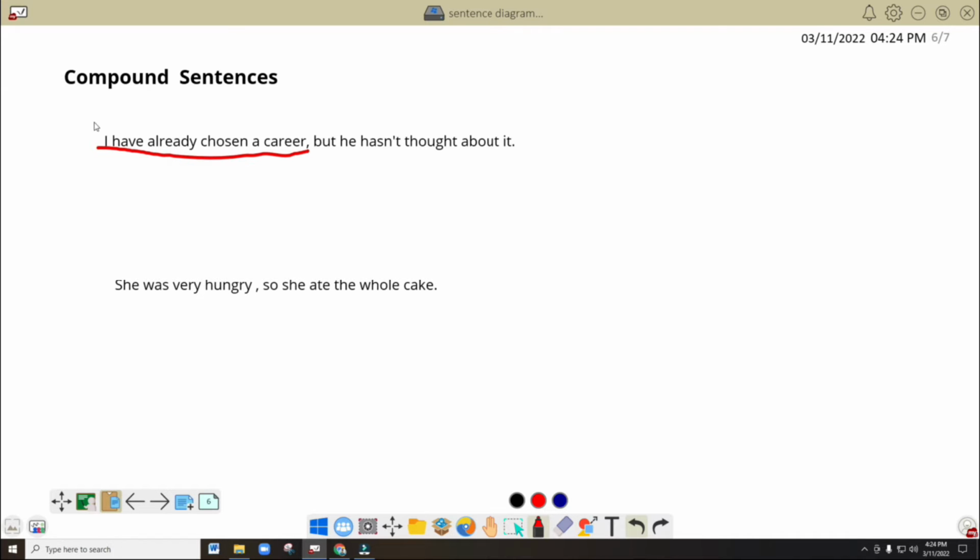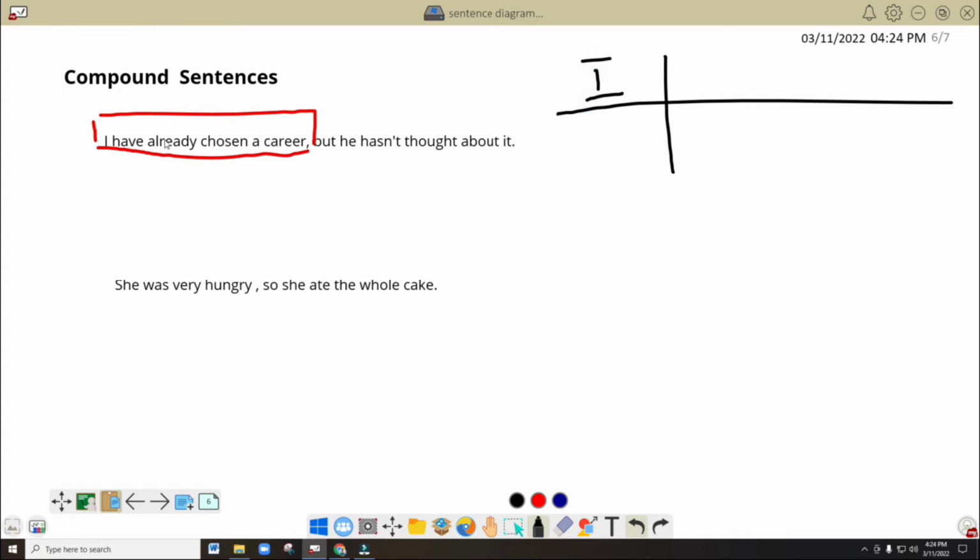And the first one here is this. So let's begin with this one. Okay, we will have here a straight line. We need to know the subject. So I is the subject. Have chosen is our verb. So we have here career. I think you already knew that career here is an object. So we will put career in here. Career. Okay, so I have chosen career.